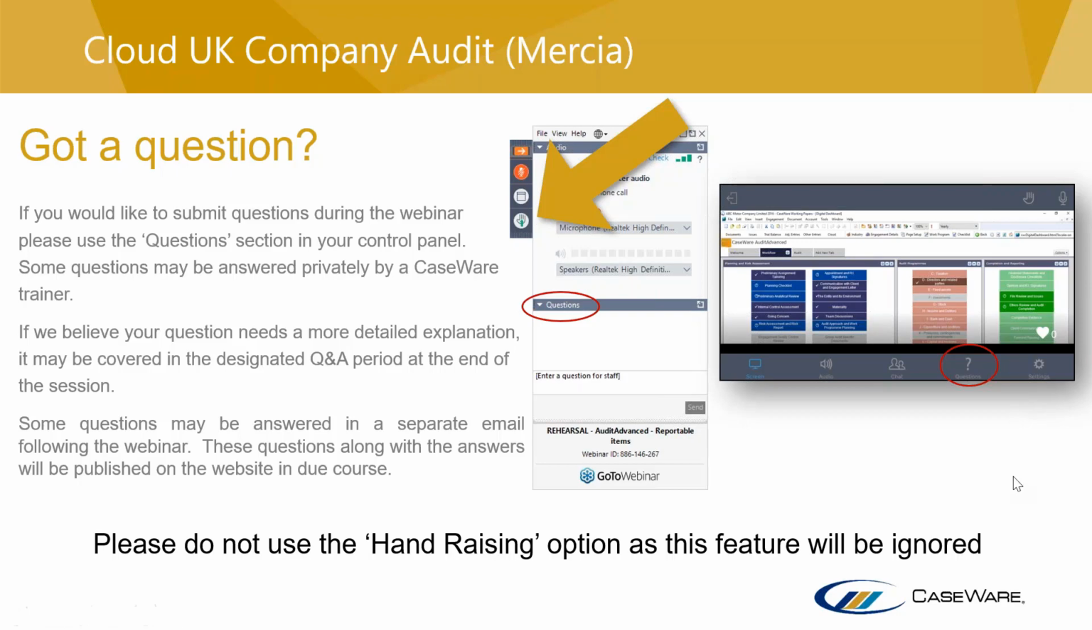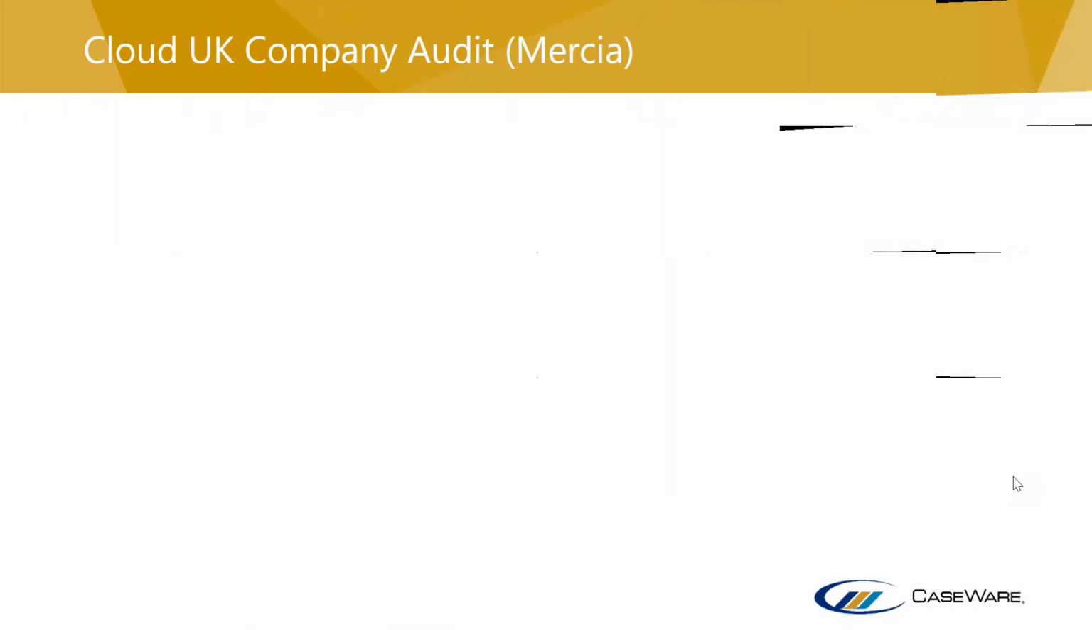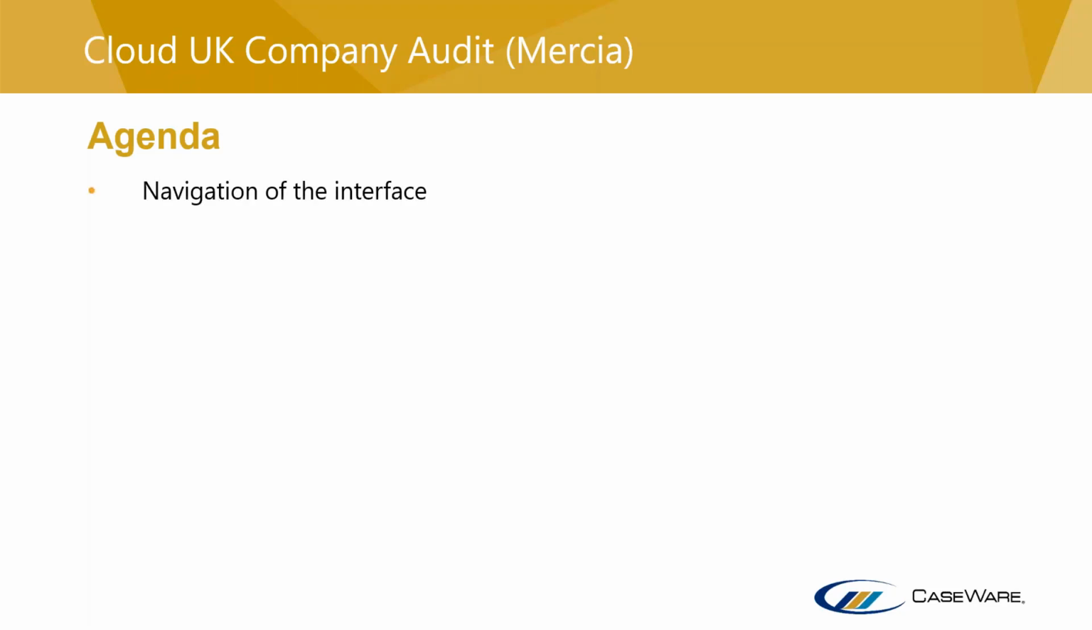To start off with, I'm just going to run through the agenda just to give you an idea of what we'll be covering, and then we'll start working our way through an actual live product element, so you'll be able to see how the navigation works. As far as the agenda is concerned, we'll be looking at features such as the navigation of the interface, because it is a brand new interface to a lot of our users and to any new potential users to CaseWare Cloud. We'll run through the navigation as a starting point.